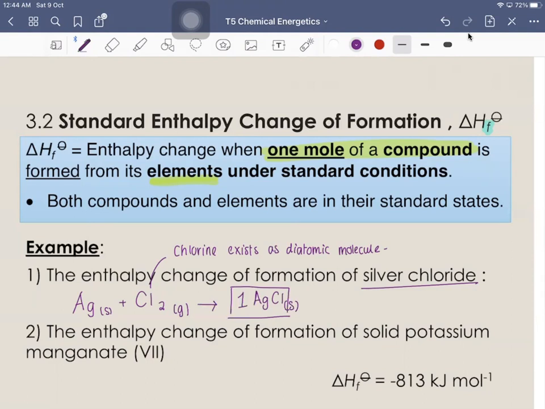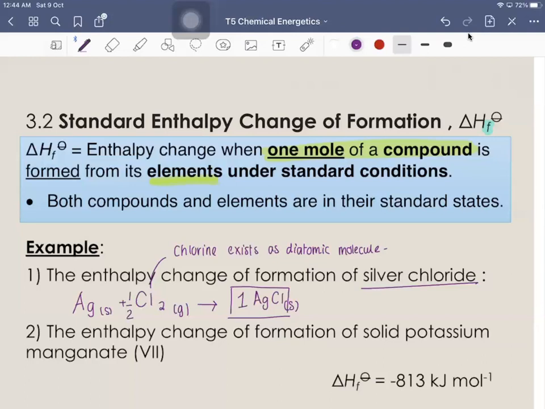All right, next, so I've got my formula correct. My elements are in their standard state. My state symbols are done. The last thing that I should check is to balance the equation. Now I cannot change the number here because by definition, silver chloride must be 1 mole. So I can only change the number of silver or the number of chlorine. In this case, I've got 1 silver. I only need 1 chlorine, so I make it half.